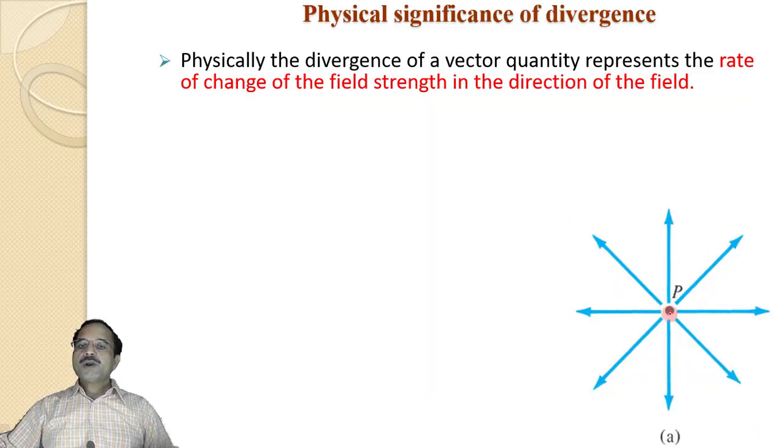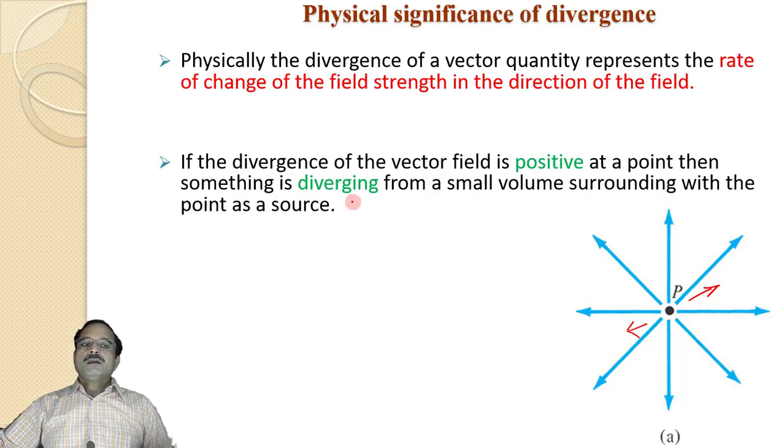Let us see this point P, suppose. Now at this point P, if the field lines are moving away in all the directions, then this is an example of again positive divergence as we have seen earlier. So the divergence represents the rate of change of the field strength in the direction of the field. It is actually something which is diverging from a small volume surrounding the point as a source. So in this case, at this point P, it is acting as a source.